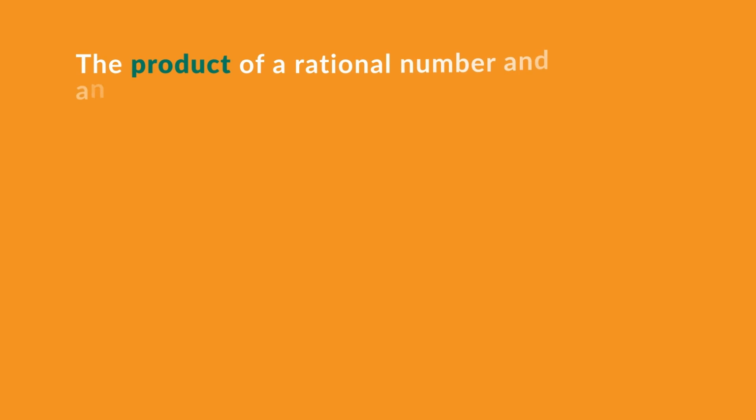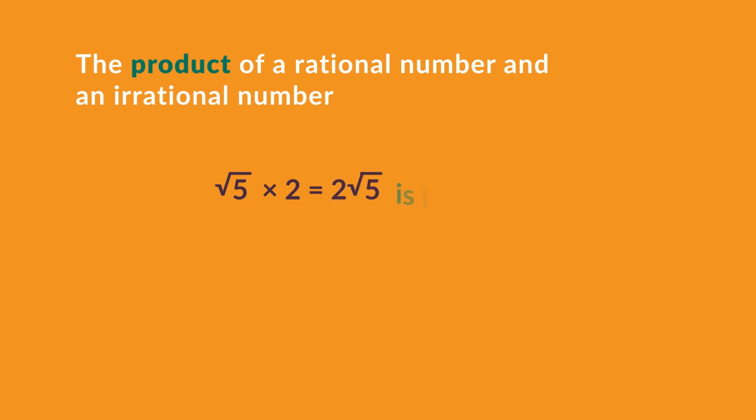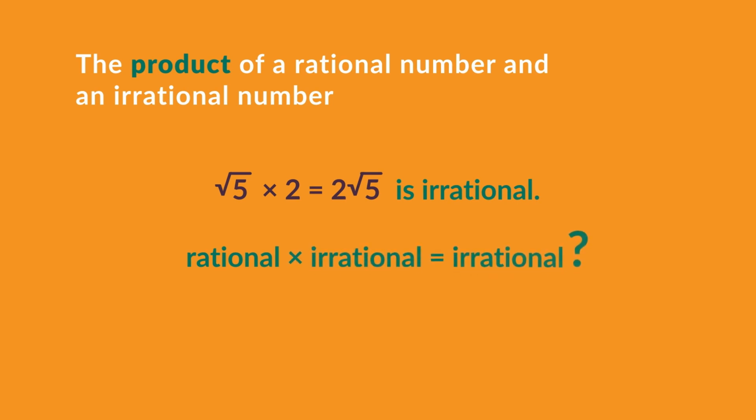Let's see what happens when we find the product of a rational number and an irrational number. The square root of 5 times 2 is equal to 2 root 5, an irrational quantity. So can we conclude that the product of a rational number and an irrational number is always irrational?